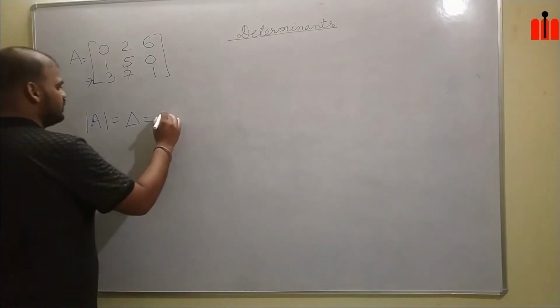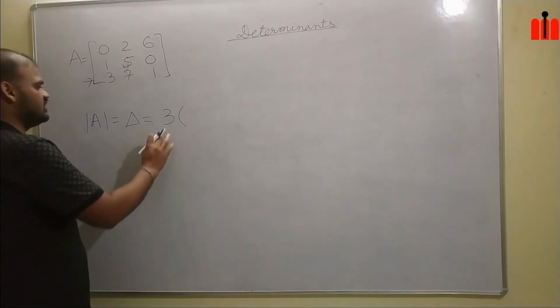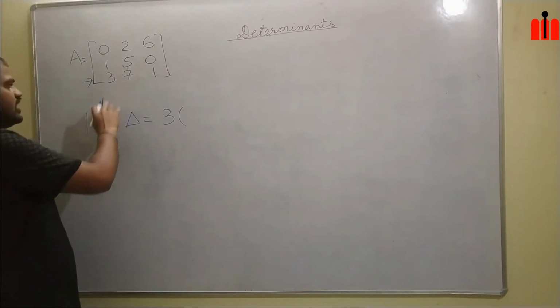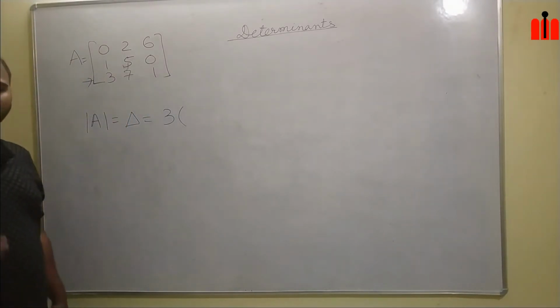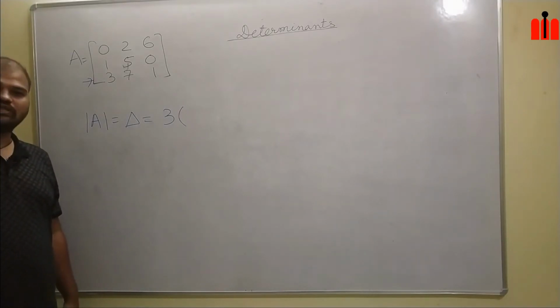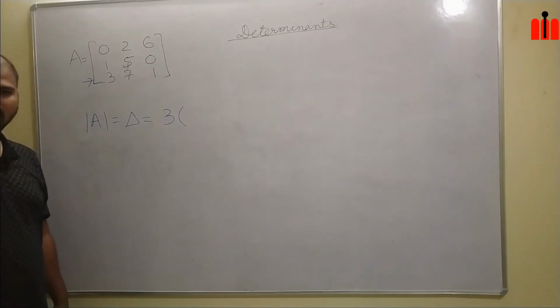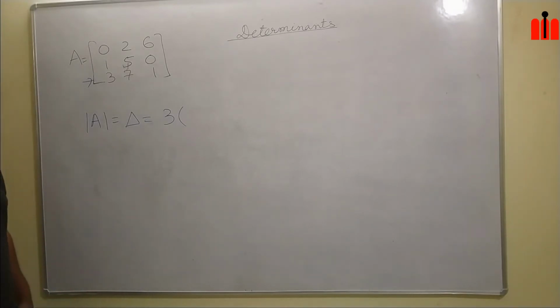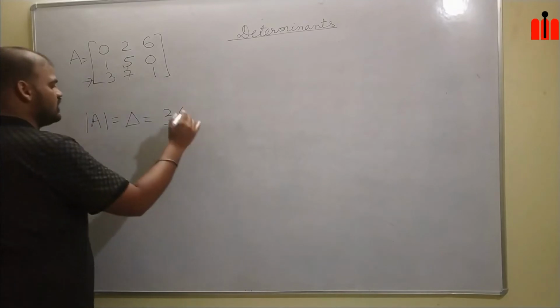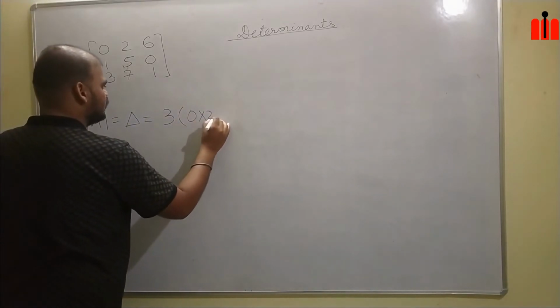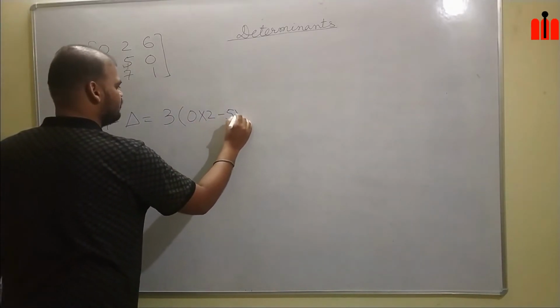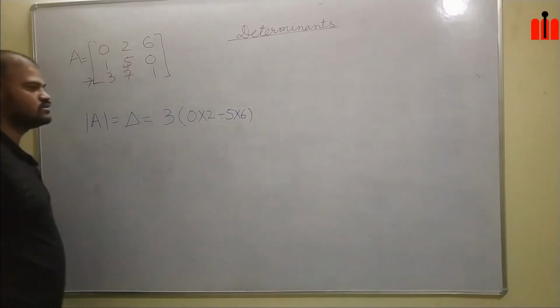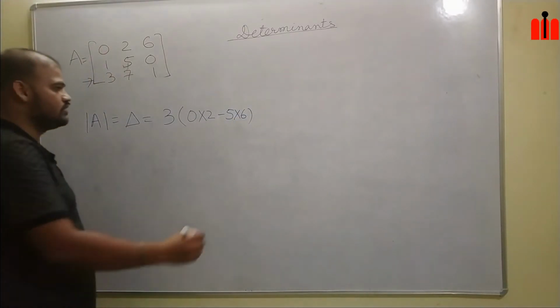So it will be 3 into, which is A31. For A31, what will be minus 1 to the power of i plus j? It is 3 plus 1, right? 3 plus 1 means it's an even number, so my cofactor will be positive. So what will be my cofactor here? It will be 0 into 2 minus 5 into 6. This will be my cofactor.